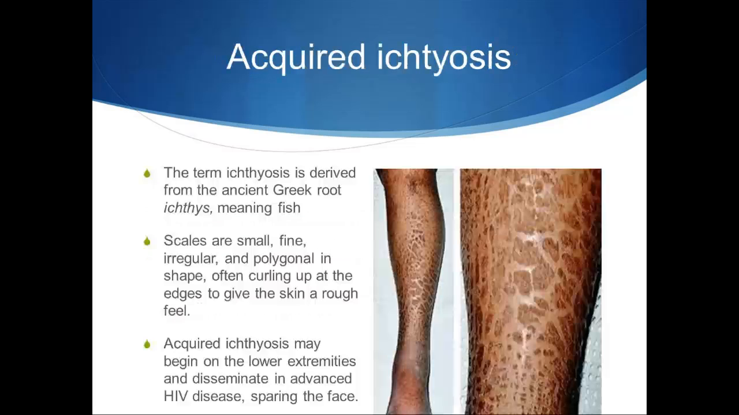As for acquired ichthyosis, it's something different. Ichthyosis is derived from the ancient Greek root ichthys, which means fish. And as you can see, it's like a fish skin. The scales are small, fine, irregular, and polygonal in shape, and give the skin a rough feel. Acquired ichthyosis usually begins on the lower extremities, and if you have an advanced HIV, it will progress. It will disseminate more, but it usually spares the face because of increased sebaceous secretions. They are limited to the lower part.